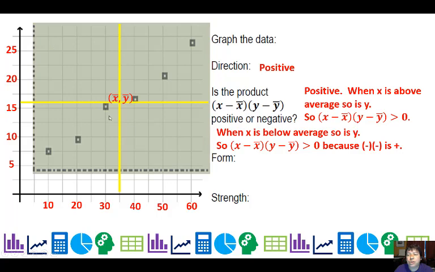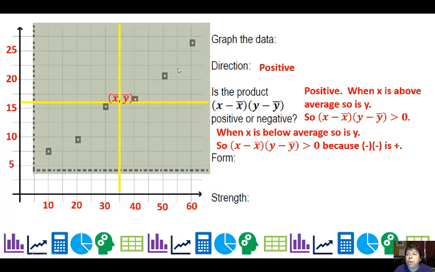If I had switched it, what would have happened? Well, in this case, x would have been below average, but y would have been above average. That would be a negative product. And here, x would have been above average, but y would have been below average, also a negative product.